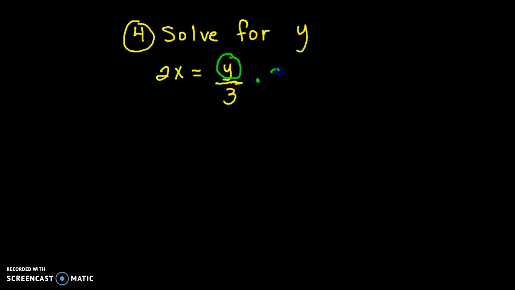So I'm going to multiply this side by 3 and this side by 3. Now we can do that because of the multiplicative inverse property. It's like saying 3 times 1/3 is equal to 1. So we can actually cancel out the 3's here, okay? So that goes to 1.